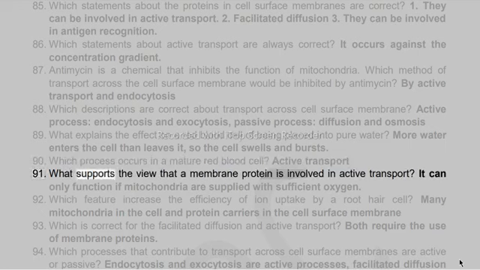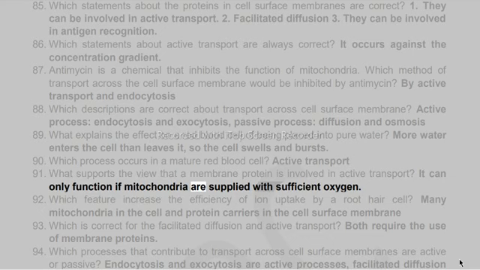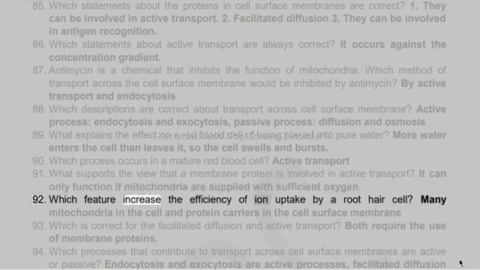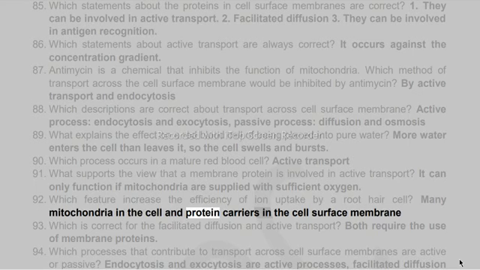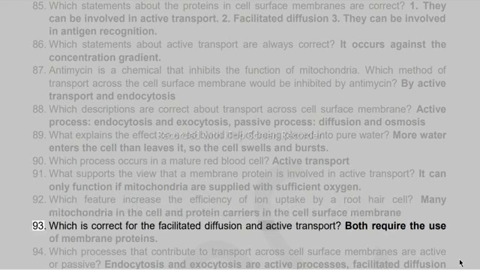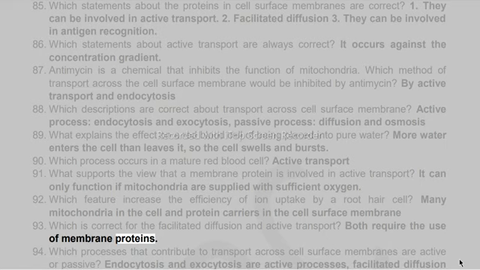91. What supports the view that a membrane protein is involved in active transport? It can only function if mitochondria are supplied with sufficient oxygen. 92. Which feature increases the efficiency of ion uptake by a root hair cell? Many mitochondria in the cell and protein carriers in the cell surface membrane. 93. Which is correct for facilitated diffusion and active transport? Both require the use of membrane proteins.